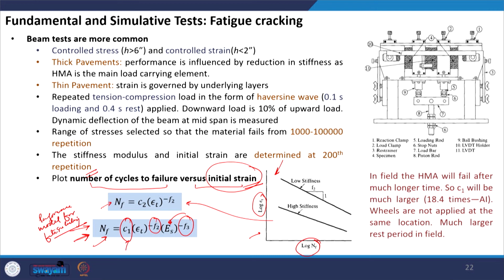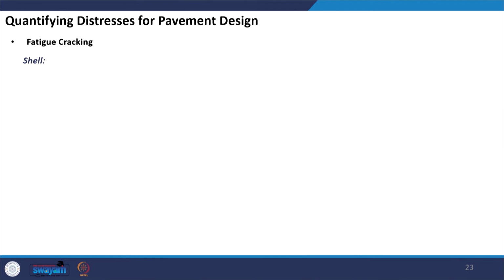So, C1 is usually shifted using a shift factor. For example, Asphalt Institute uses a shift factor of 18.4 to generate this particular model to be used in pavement design. Then how do we quantify for pavement design? Of course, there are various equations available.